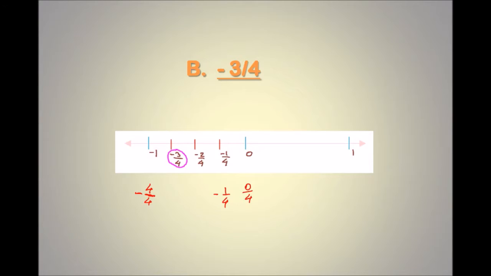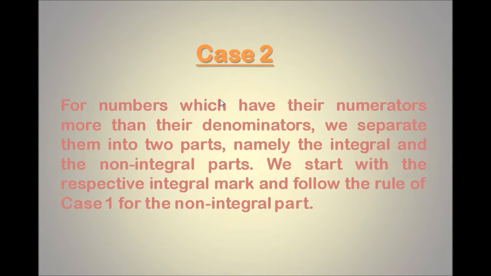Now we will be moving to case 2. Case 2 deals with rational numbers where the numerator is more than the denominator. Like it may be 7 by 3. It may be -5 by 2. The numerator should be more than the denominator. This is case 2.